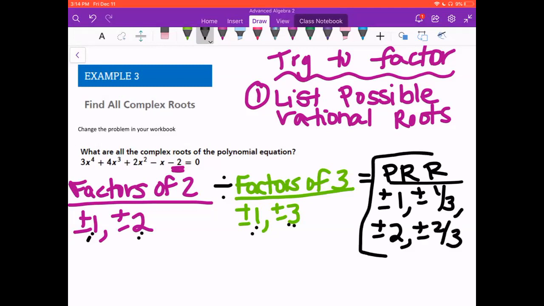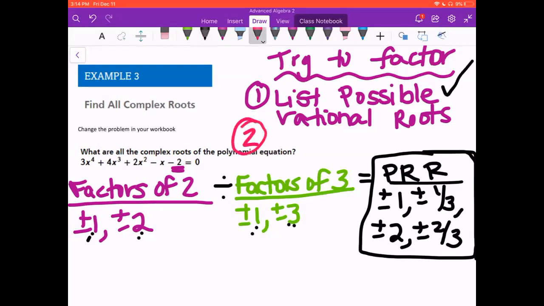Okay, so if this equation has any real solutions, then it's going to be one of these 8, and there's 8 here because I have a positive and negative, one of these 8 rational roots. So step 1, list possible rational roots. Check. Boom. Step 2, find a zero.